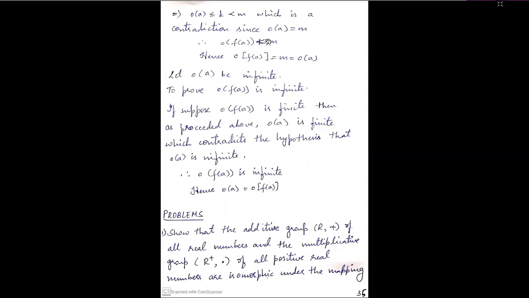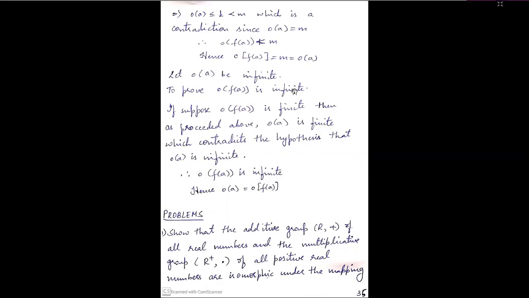So order of f of A cannot be less than M. Hence, order of f of A is equal to M, that is equal to order of A. So when order of A is finite, we have shown that order of f of A is also finite and both are equal.